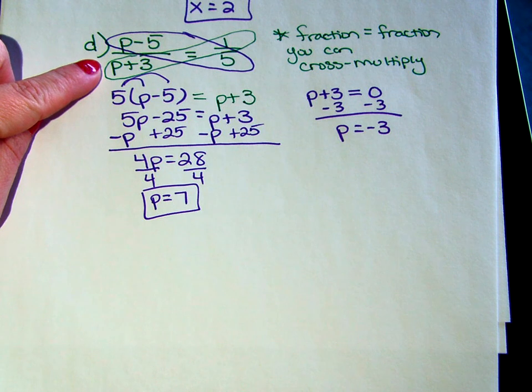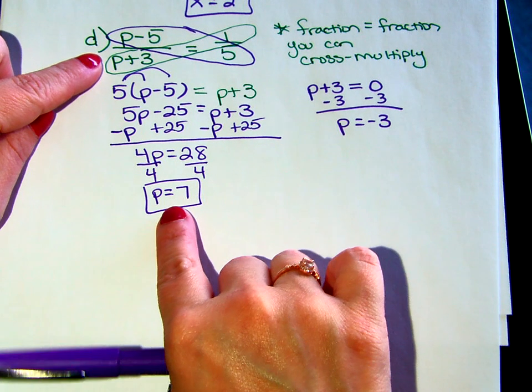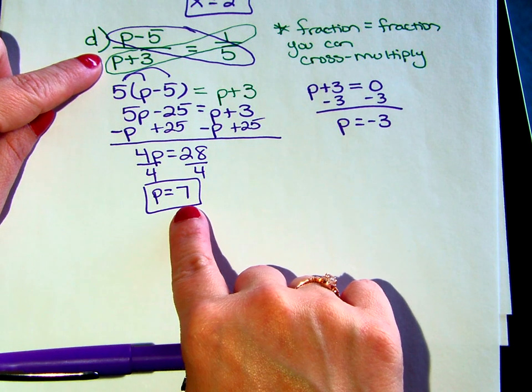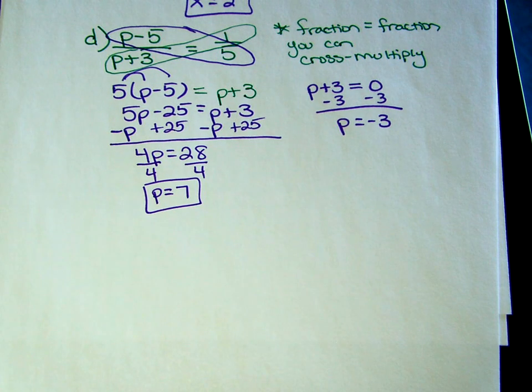I didn't get P as negative 3, though. I got P as 7. So this is a solid answer. This is good. We don't have to worry. It's not an extraneous solution. We're good to go. So if you have a fraction equal to a fraction, you don't have to worry about the least common denominator. You can simply do cross multiplication to get rid of your fractions and then solve.